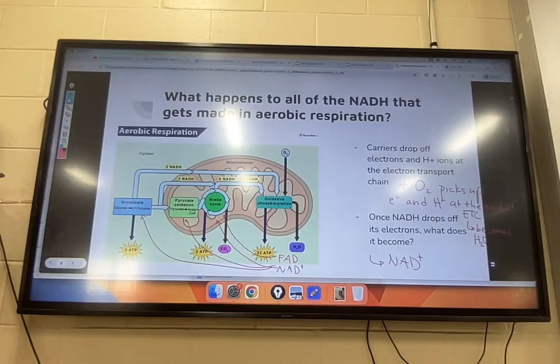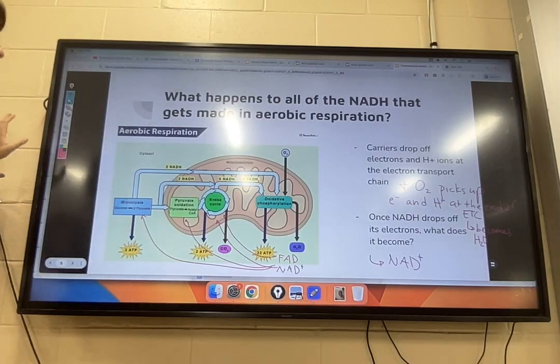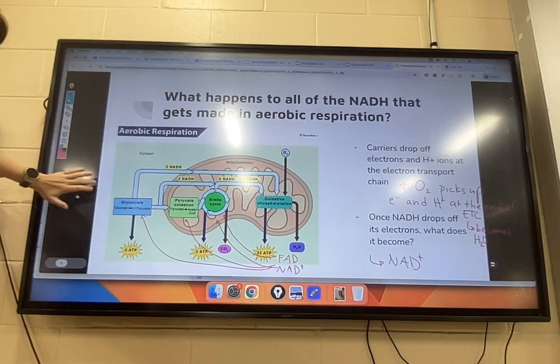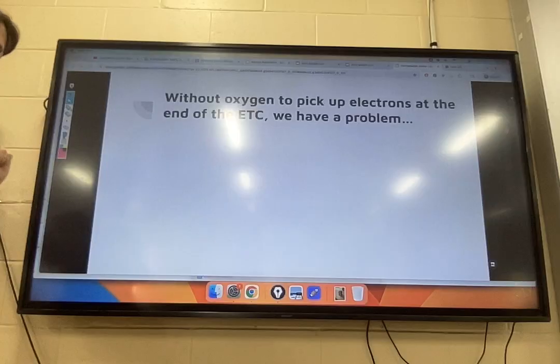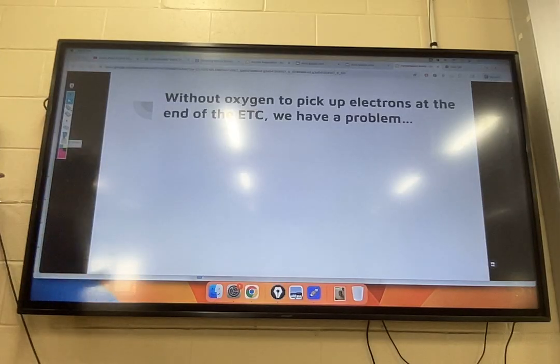All right, and this happens in anything that has mitochondria and oxygen, which could be a plant using its own glucose, it could be an animal, it could be a fungus, it could be a protist. As long as you've got mitochondria and oxygen, you could do that process.